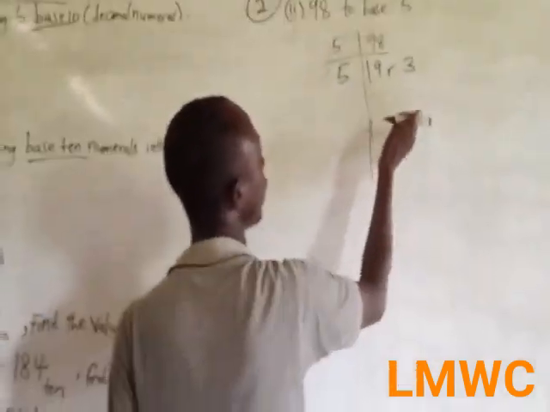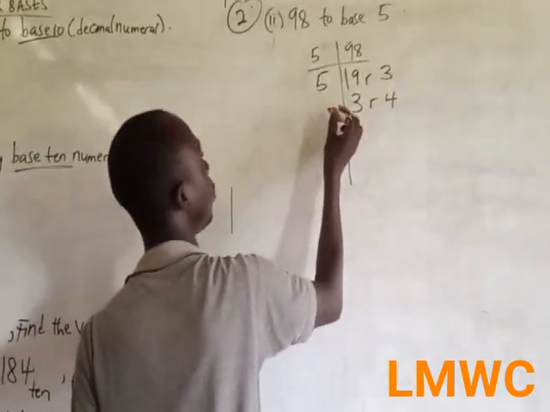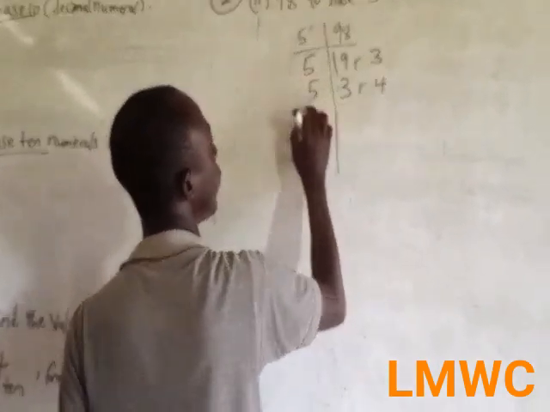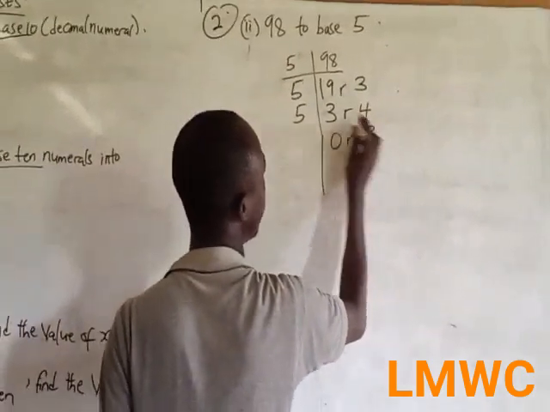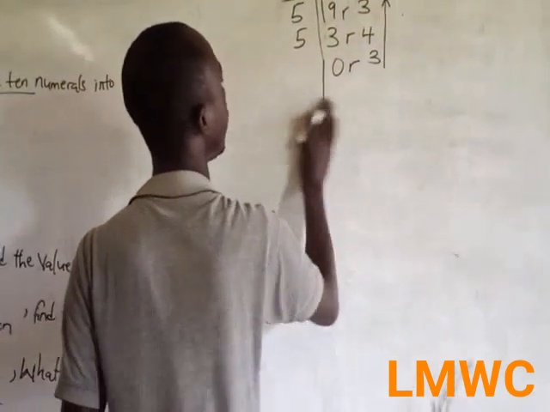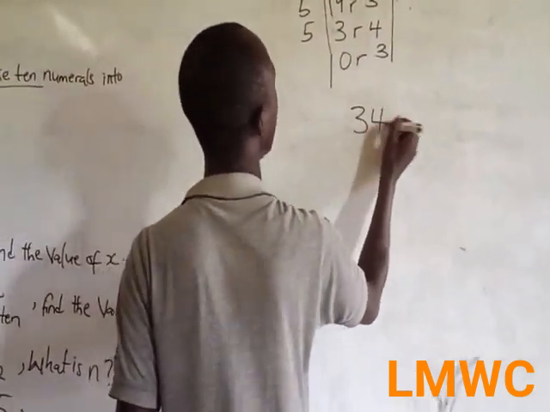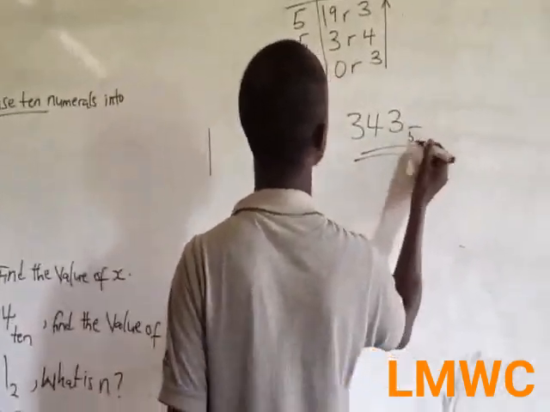5 goes into 19, how many? 3. Remember 4. So 5 goes here, 0. Remember this 3, you bring this 3 here. So your answer is 3, 4, 3, base 5, because we are changing it to base 5.